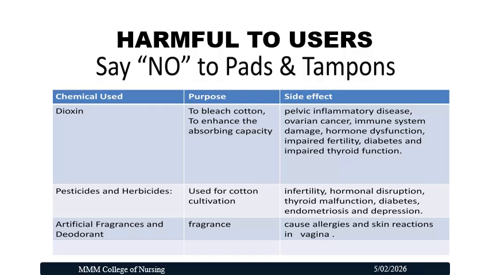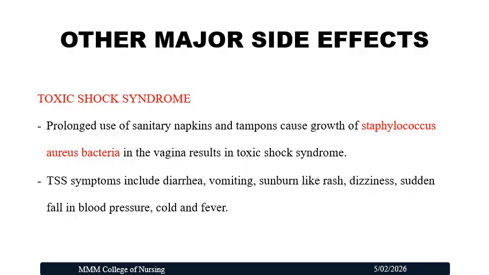Next chemicals are pesticides and herbicides. They are used for cotton cultivation. The side effects are infertility, hormonal disruption, thyroid malfunction, diabetes, endometriosis, and depression. Next is artificial fragrance and deodorant. The purpose is fragrance, and it causes allergies and skin reactions in the vagina.